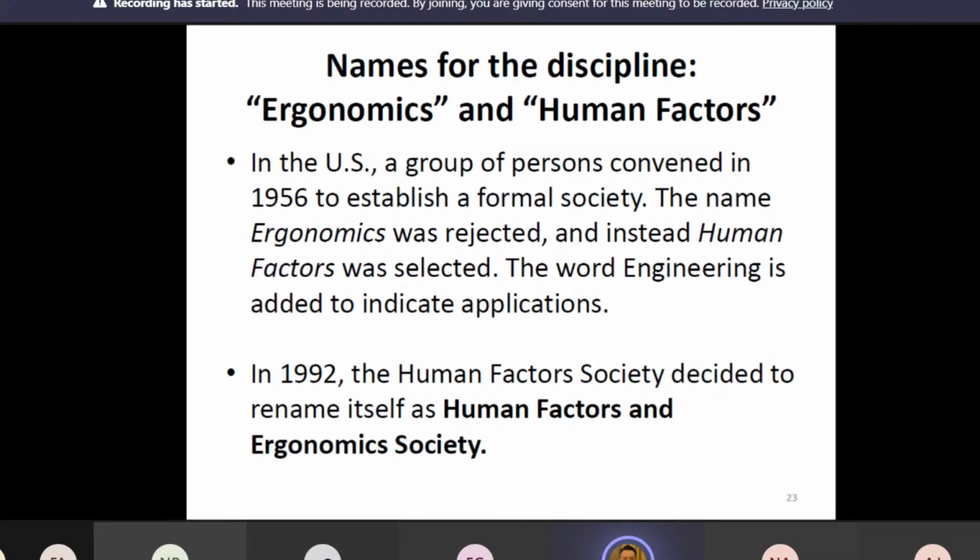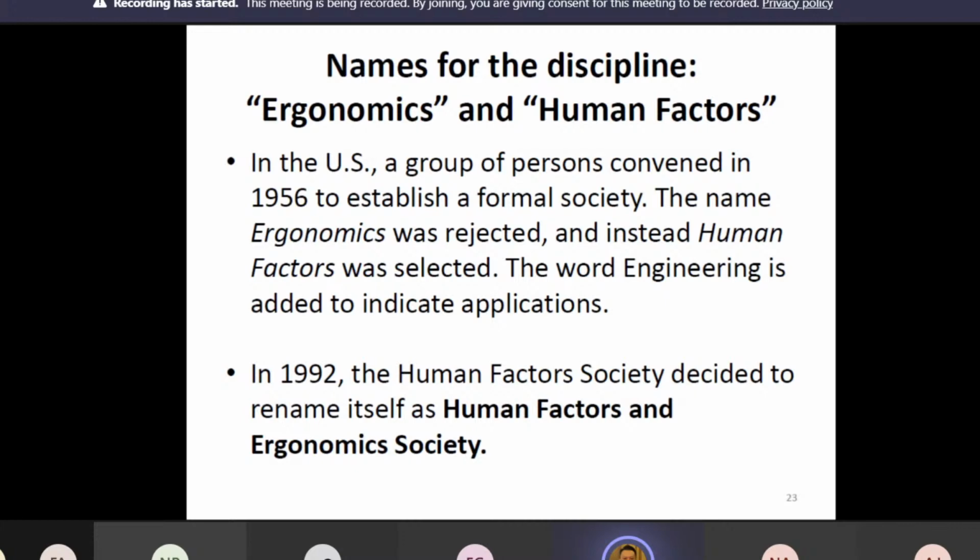All right. In the US, in the late 50s, they rejected ergonomics and used human factors, because of this conflict. Actually, ergonomics and human factors are the same thing. But the US wants to be a bit different. If China does something, they will do it again. The US always wants to win everything. So this is where they came up with human factors, and maybe human engineering.